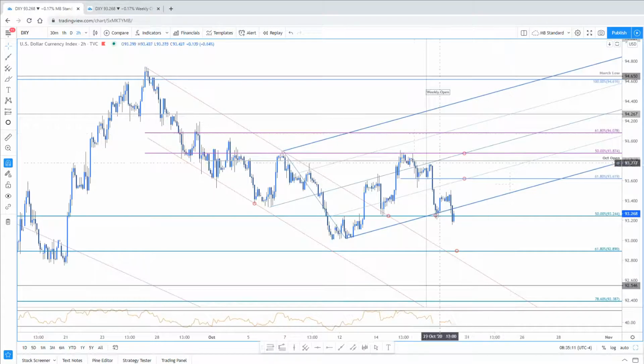Look to play the recovery, at least into the opening range highs of the week, which would take you to the open of the entire month. The October open is 93.80.